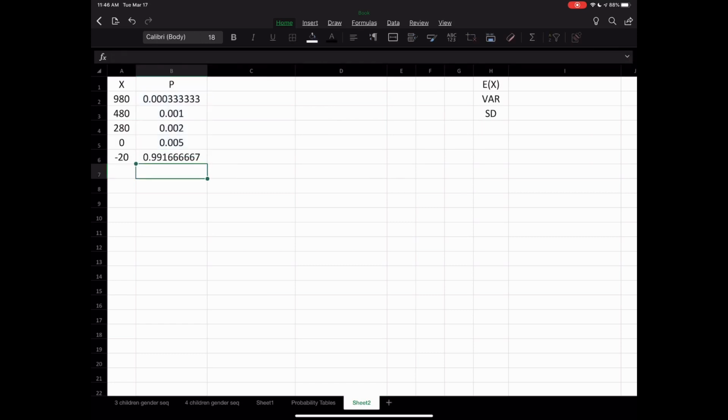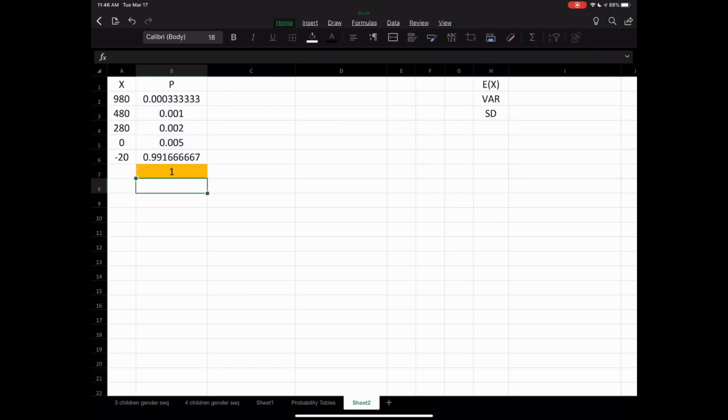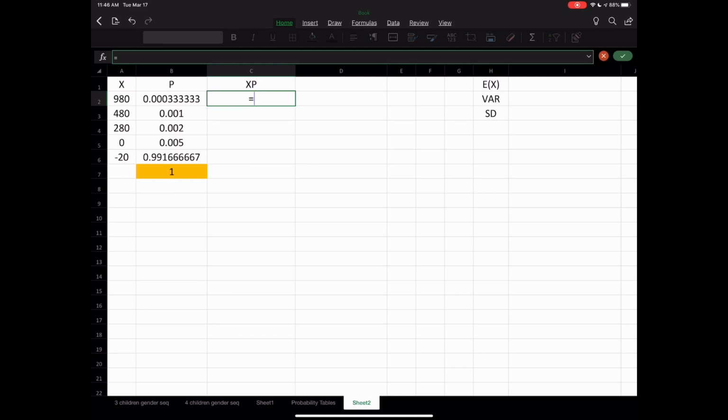And again, to make sure I've done this properly, I need to add these up to make sure they all add up to 1. And they do, thank God. So I've written all my probabilities correctly. Now it's time for us to calculate the expected value. In order to calculate the expected value, I have to figure out my XP's, which equals X times P.